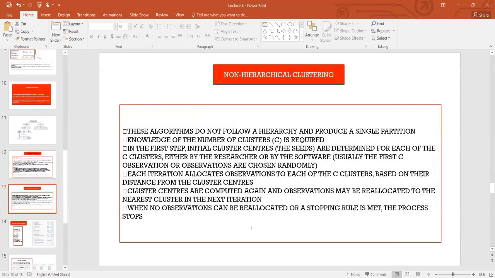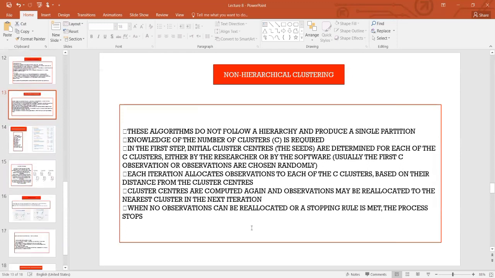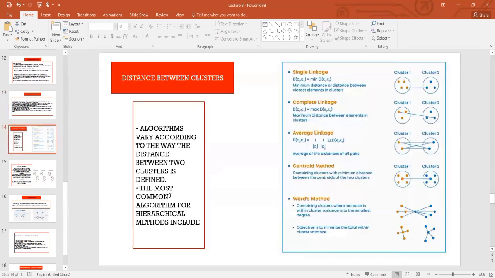Non-hierarchical clustering. These algorithms do not follow a hierarchy and produce a single partition. Knowledge of the number of clusters C is required, so هنرجع نستعملها بال spss ونطلع iteration and the cluster centers and the observations. Distance between clusters. Algorithms vary according to the way the distance between two clusters is defined. The most common algorithms for the hierarchical method include single linkage, complete linkage, average linkage, centroid method, and Ward's method.